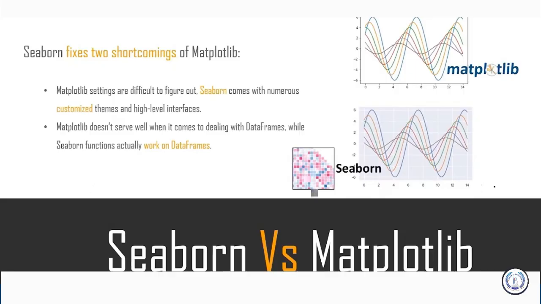There are basically two shortcomings of Matplotlib that Seaborn fixes. Matplotlib can be personalized, but it's difficult to figure out what settings are required to make plots more attractive. On the other hand, Seaborn comes with numerous customized themes and high-level interfaces to solve this issue. When working with pandas, Matplotlib doesn't serve well when it comes to dealing with data frames, while Seaborn functions actually work on data frames.